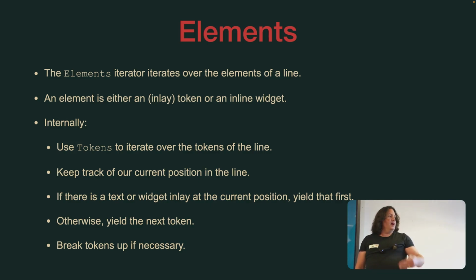It keeps track of where we are in our token stream. And then at each position, we check, hey, is there a text or widget inlay at our current position? If so, we're going to yield that one first. Otherwise, we're going to yield the next token. But if it so happens that there's a text inlay or a widget in between that token, something that doesn't normally happen, but could happen during editing, then we chop the token up in two, and we yield those fragments one by one. So the end result is we get a stream of tokens, widgets, and inlay tokens.